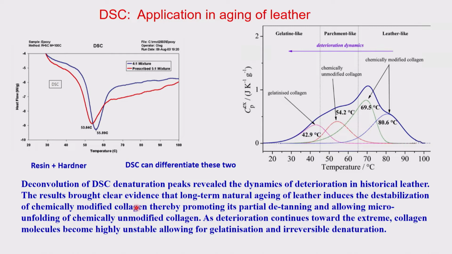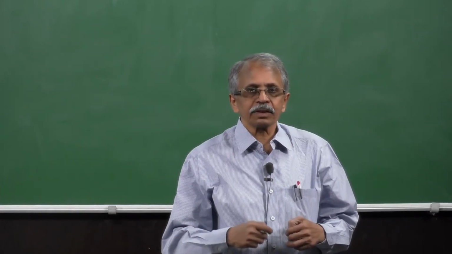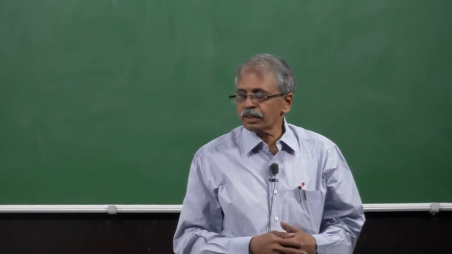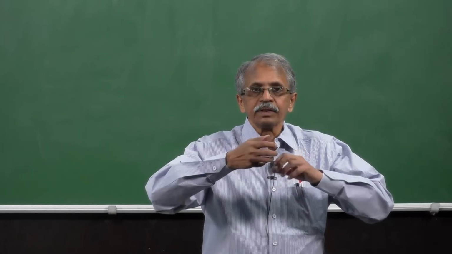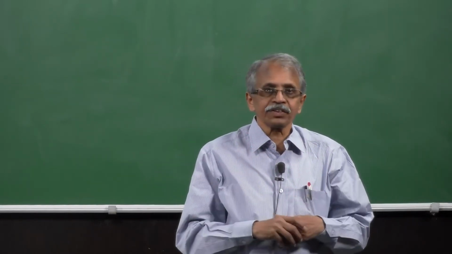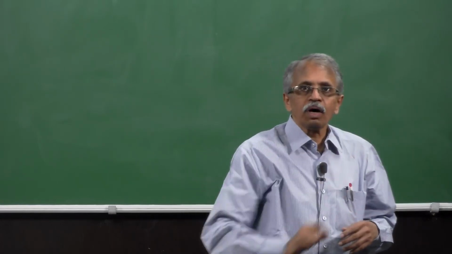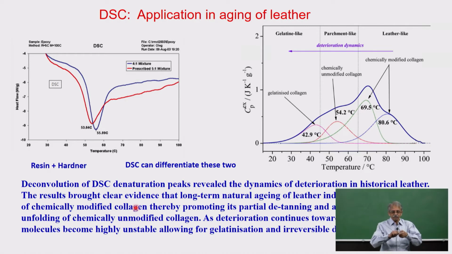You might have heard collagen is a structural protein, and structural proteins make the structures. So how well the collagen bundle is still stable, how loosened or destabilized it is, from that you can make out how old the leather is. That is the principle. If it is loose, your DSC value will be different. If it is very tight, your DSC value is different.